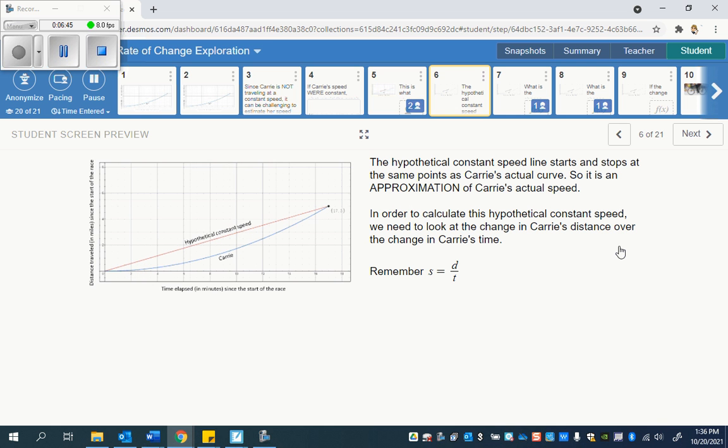Okay, so when we talk about this, the hypothetical constant speed starts and stops at the same points, so it's an approximation. In order to calculate that hypothetical constant speed, we need to look at the change in Carrie's distance over the change in Carrie's time. Let's make sure we understand what we're talking about as far as our axes, because this axis is representing her distance that she bikes, and this axis is representing her time.